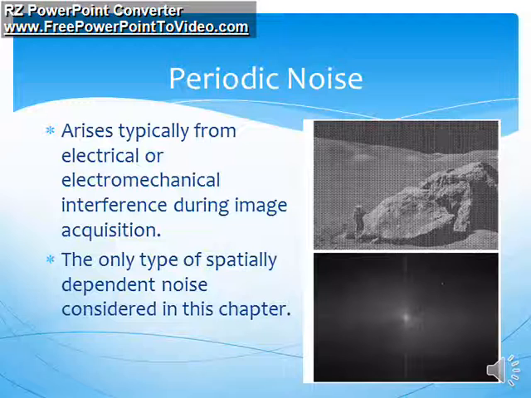Now this is the only type of spatially dependent noise considered in this chapter. This is a special type of noise, and it generally happens if there is some electrical or electromagnetic interference.